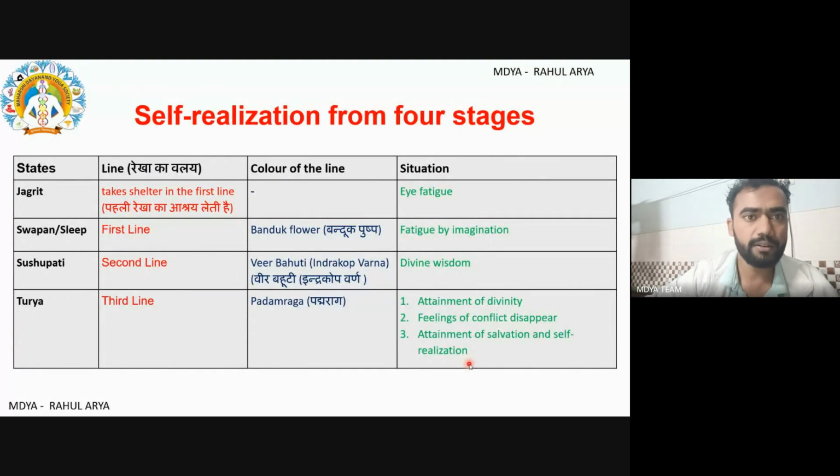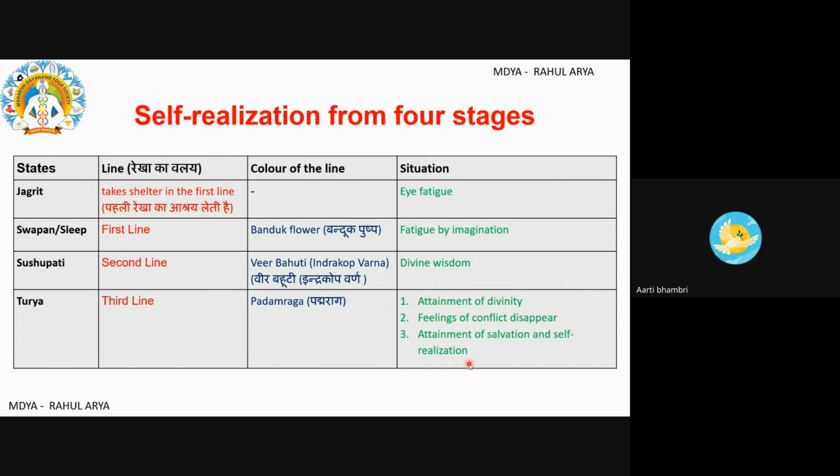Okay? Aarti ma'am, can you conclude this slide? Yes, sir.